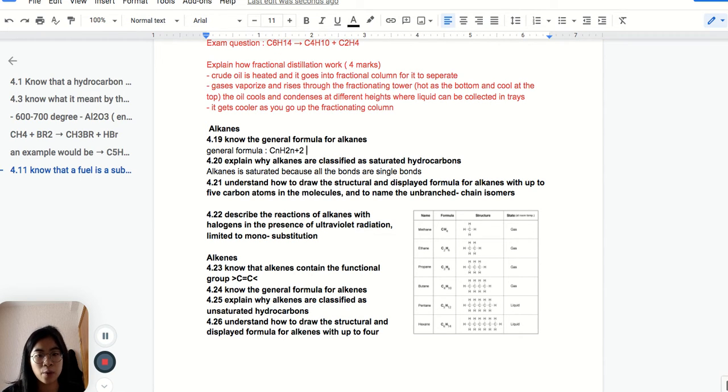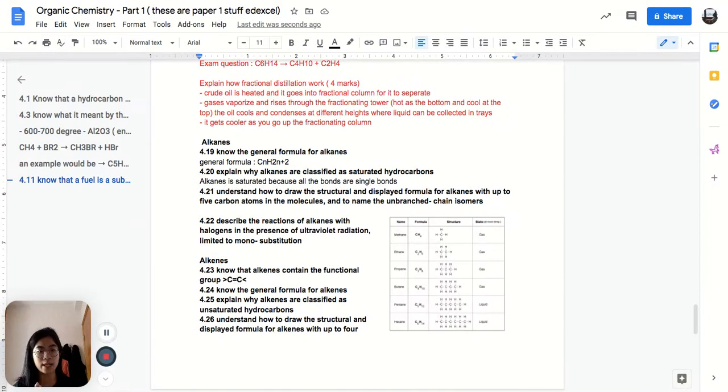4.20 is explain why alkanes are classified as saturated hydrocarbons. Alkenes are not saturated, but alkanes are saturated because all of the bonds are single bonds. You can't see any double bond in alkanes, so that is why they are considered saturated.